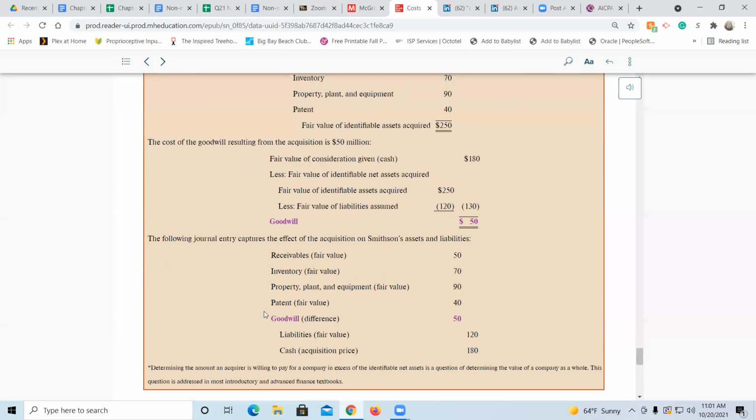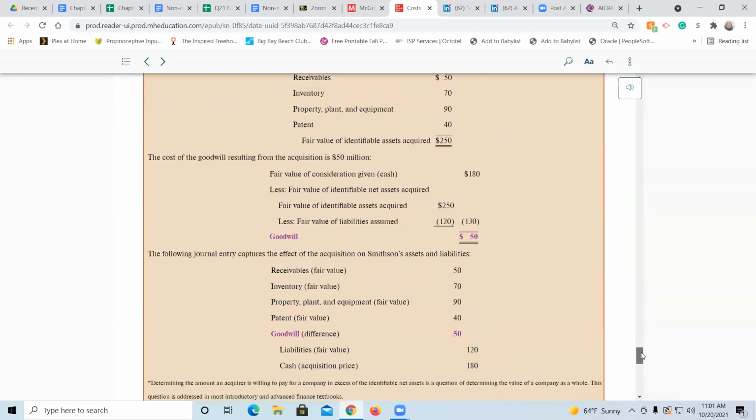And then the journal entry to record the assets. We don't just have one number that says assets, but all these assets are just the debit. You just take the fair value of all the assets and plug it in. The new asset, goodwill, that was created, you take the 50 over there. The liabilities are going up on the credit side because when you purchase the company, you assume their liabilities, 120, and then you paid 180 in cash. So that's the acquisition journal entry.